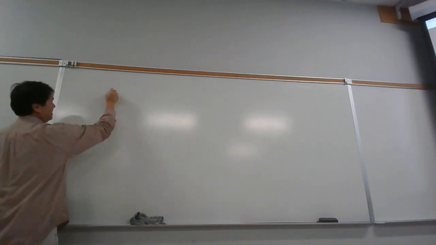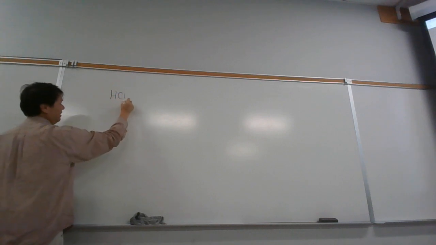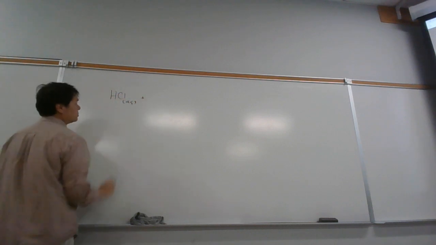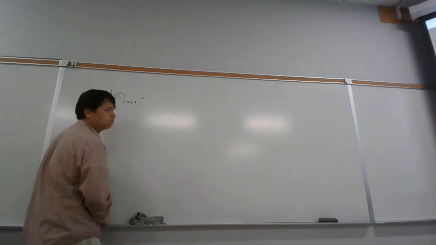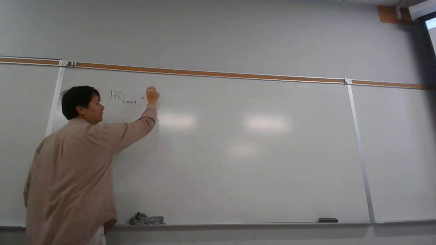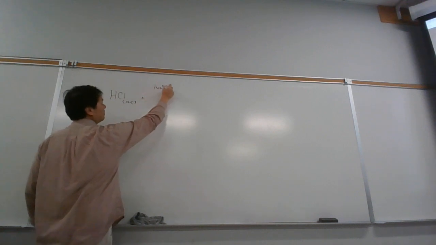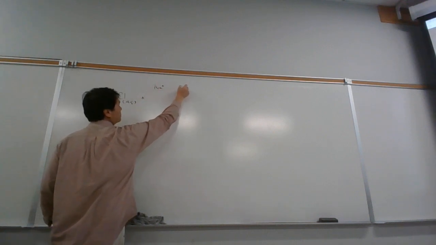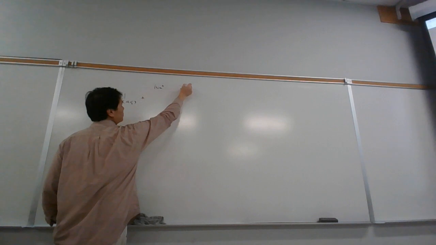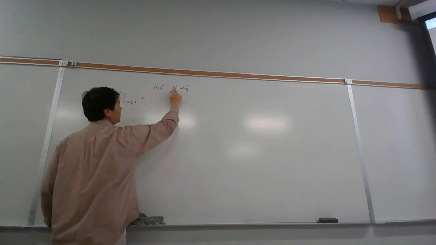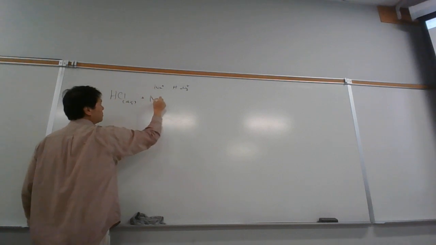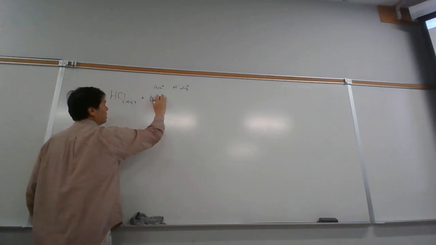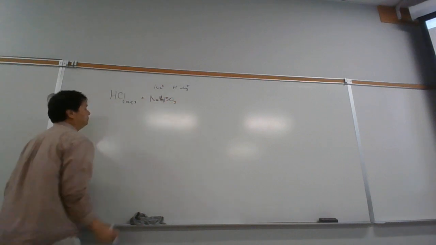So hydrochloric acid, HCl, plus sodium hydrogen sulfide. Sodium hydrogen sulfide is the sodium ion plus the hydrogen sulfide. If we know sulfite is SO3 2 minus, and we add an H plus to that, it changes to HSO3 minus. And so sodium hydrogen sulfite is just NaHSO3. This is also called sodium bisulfite.